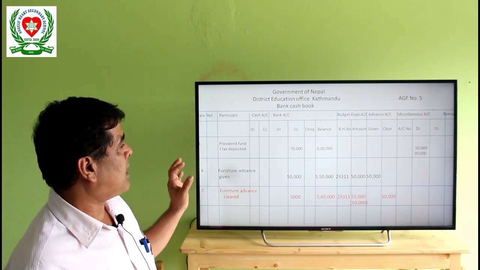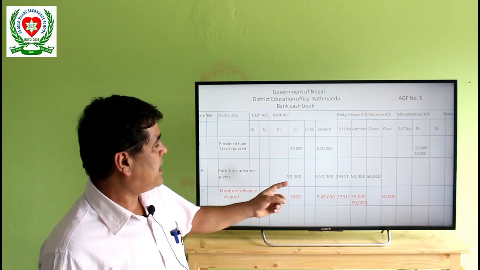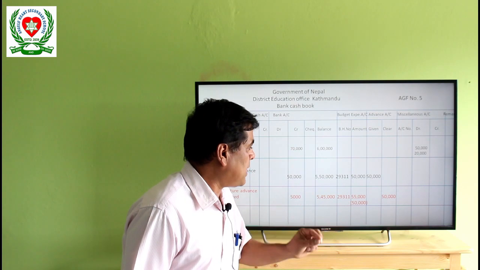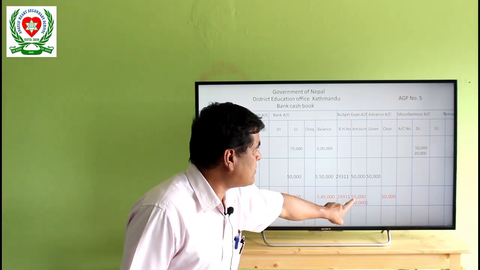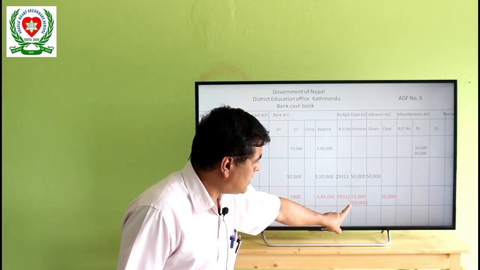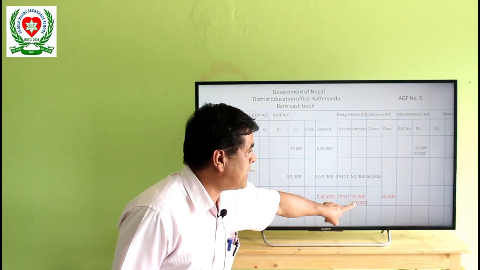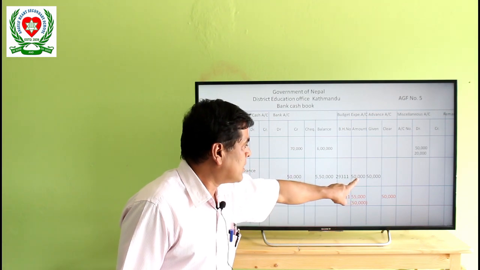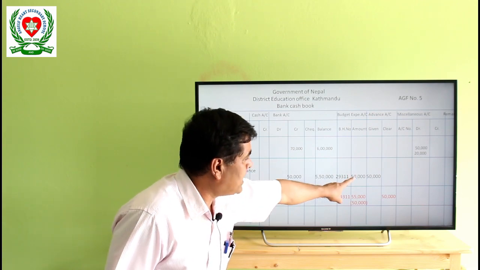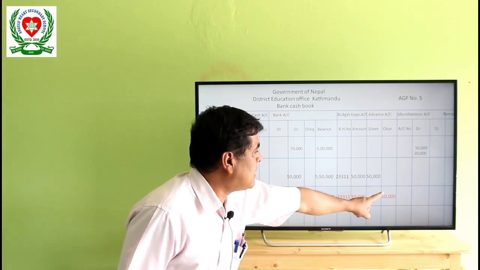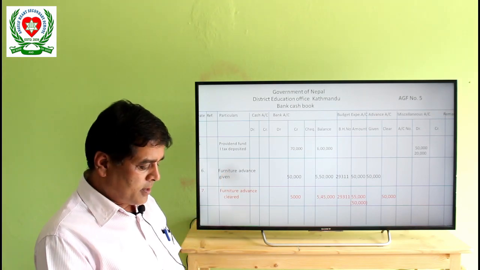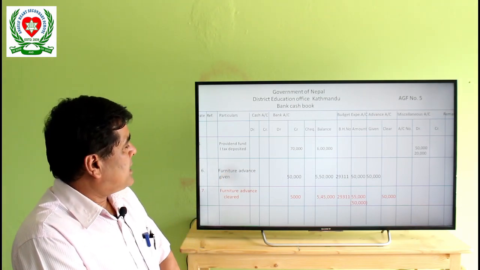In this way, while clearing an advance, the same amount, the expenditure amount or the amount of the bills, should be written in the expenditure amount column, and the advance should be written inside the bracket. Advance, this means the same advance which was taken previously, that advance should be written here, and the advance clearance column also should be written, and the balance should be done. Okay, let us see another question.